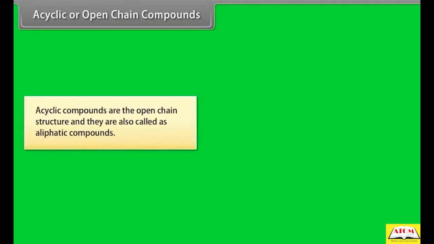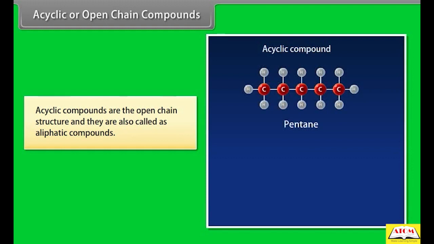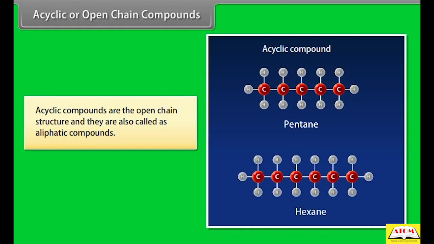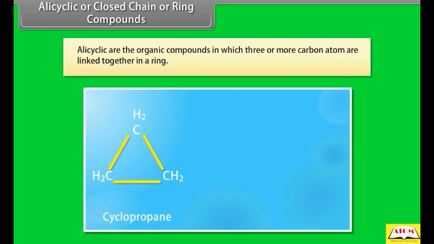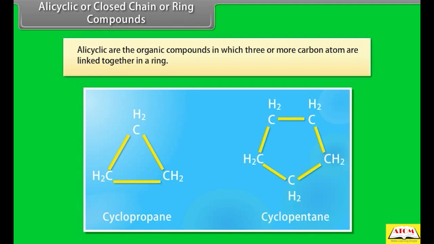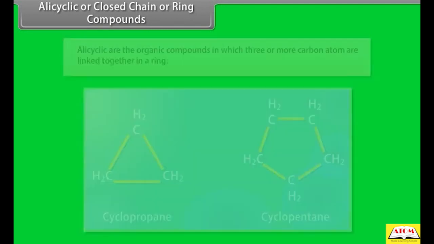Acyclic or open-chain compounds. Acyclic compounds are the open-chain structures, and they are also called aliphatic compounds. Alicyclic or closed-chain or ring compounds. Alicyclic are the organic compounds in which 3 or more carbon atoms are linked together in a ring.